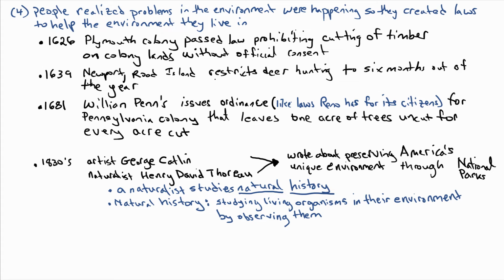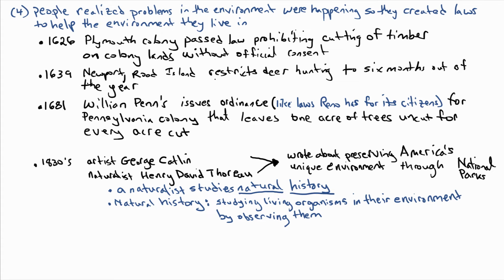1681, William Penn issues ordinance. An ordinance is like a law that a local municipality or city makes for its citizens. So Reno has its own specific laws, and we call those ordinances. So William Penn issued ordinances to the Pennsylvania colony that leave 1 acre of trees uncut for every acre cut.